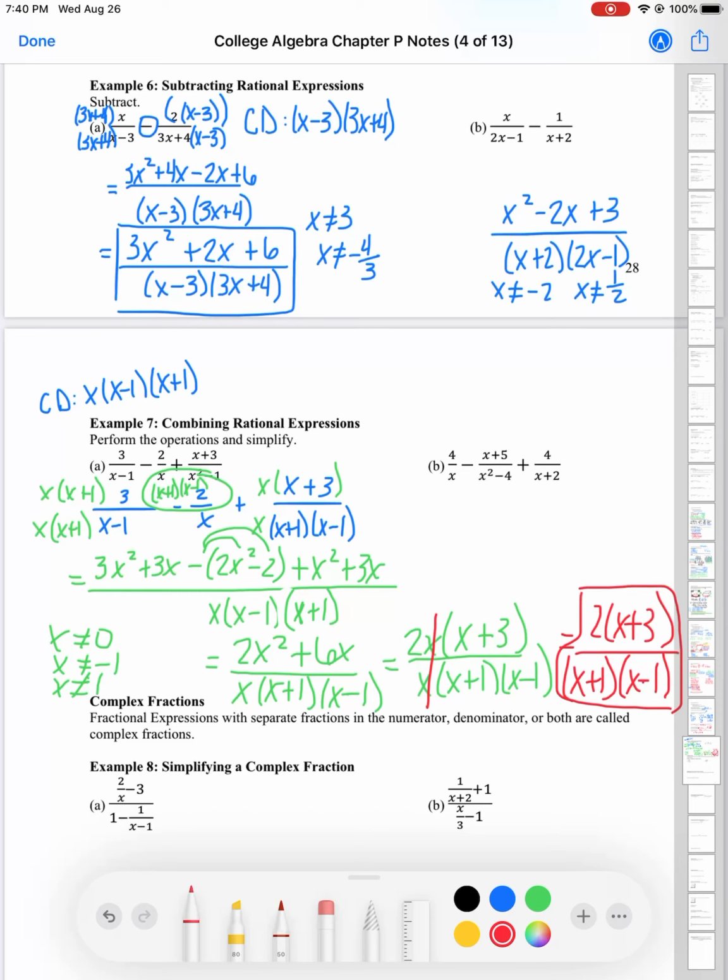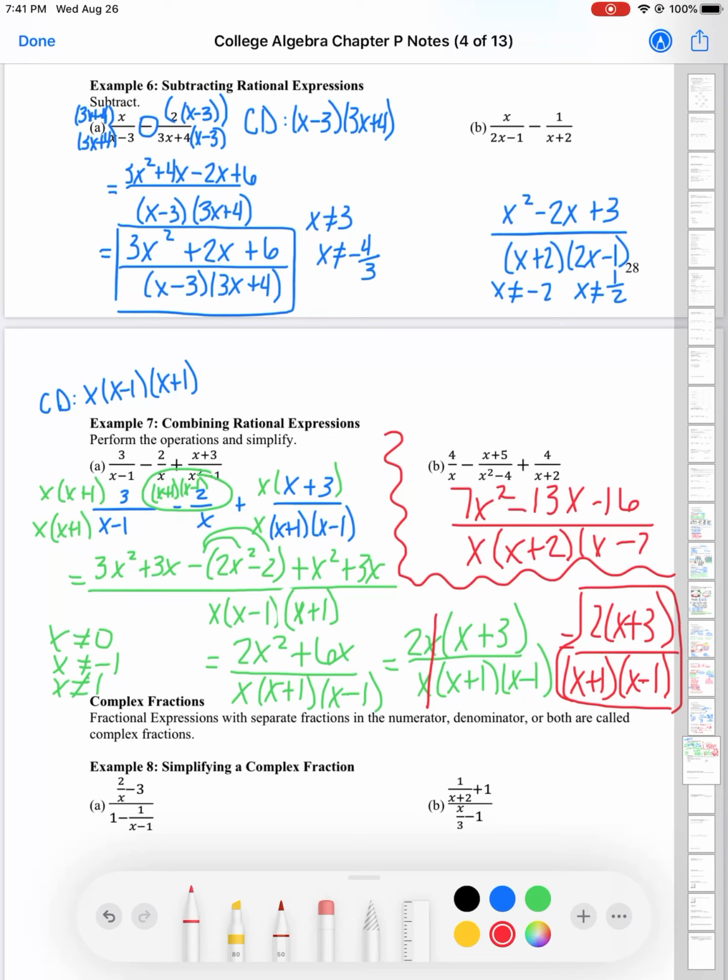So go ahead and pause me and try part B. But your answer should be 7x squared minus 13x minus 16 over x times x plus 2 times x minus 2. X cannot be 0. X cannot be plus or minus 2. So that's what you should have gotten for part B.